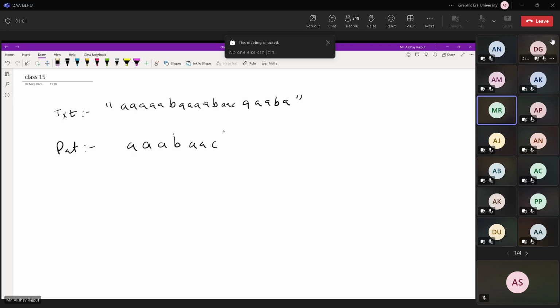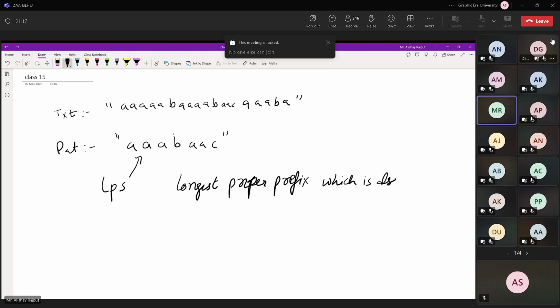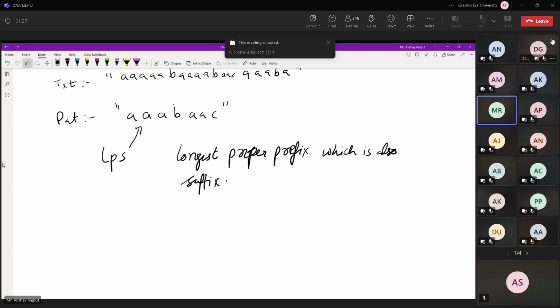What it does is it creates an LPS array of the pattern. LPS stands for longest proper prefix which is also a suffix, right? So what happens is that when we are actually, what is a proper prefix? First, we should know this.